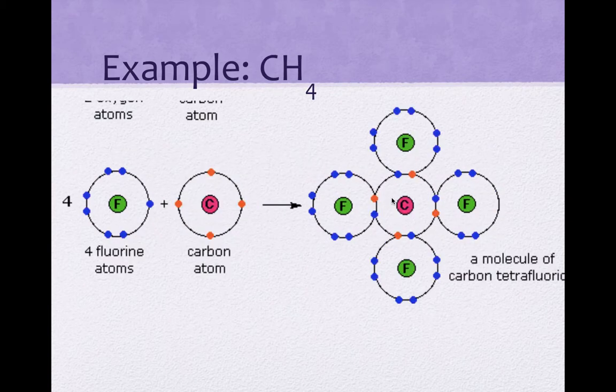Another example would be CH4. We have carbon in the middle, and we have 4 fluorines that surround it. If we look here in the middle, or if we look over here, we see that carbon is represented by orange electrons. Fluorine has blue ones. As we overlap, carbon is going to share 1 with each fluorine, and each fluorine will share 1 with carbon. So now carbon is happy, it has 8, and each fluorine is also happy, it now has 8.